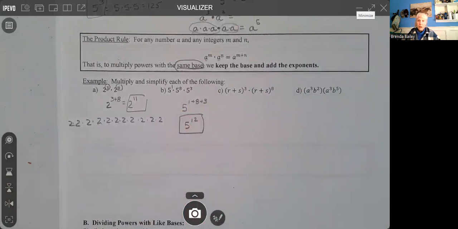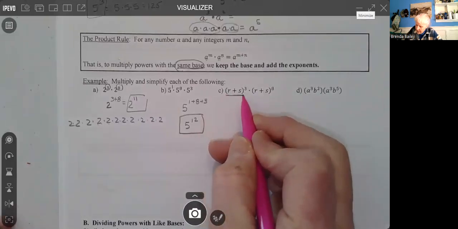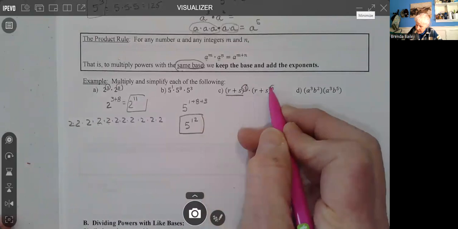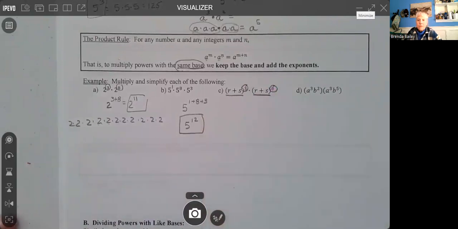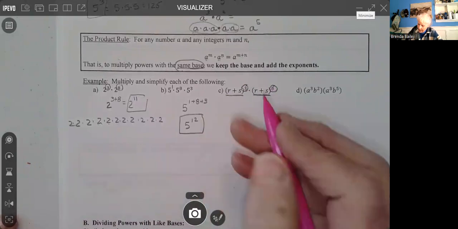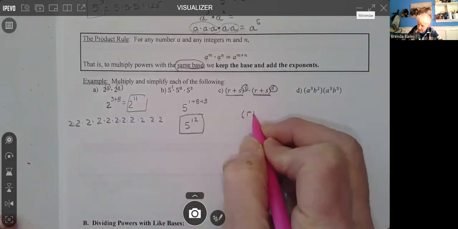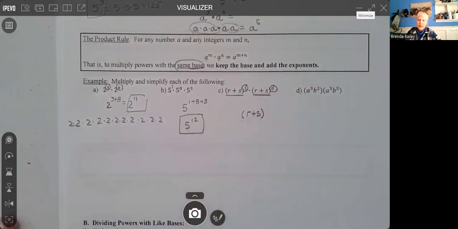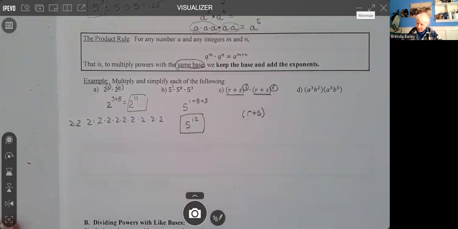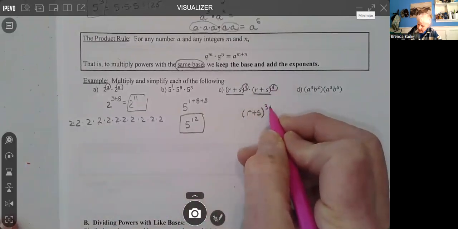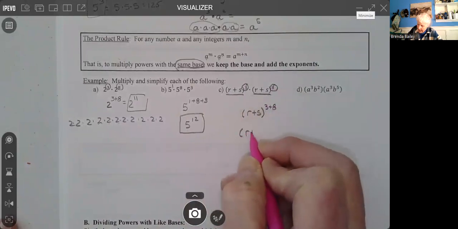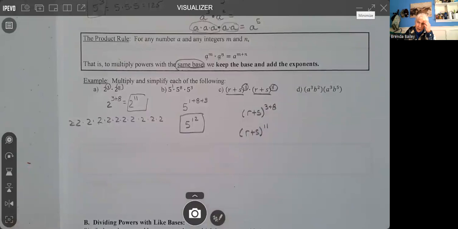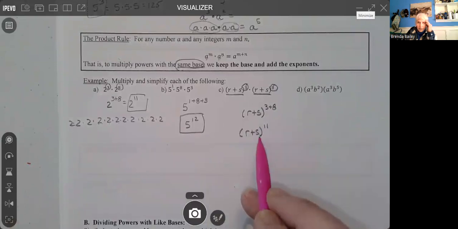Let's look at the next one. We do have a common base. It's a little bit more complicated, but this exponent has this base, and this exponent has the same base, r plus s. So we'll write it down. And you do have to use the parentheses. You have to have the parentheses. And then you just take 3 plus 8. So then I'll go ahead and write this out: r plus s to the 11th. So I'm going through this fairly slowly, just in case it's been a while for some of you. And so this would be your answer.